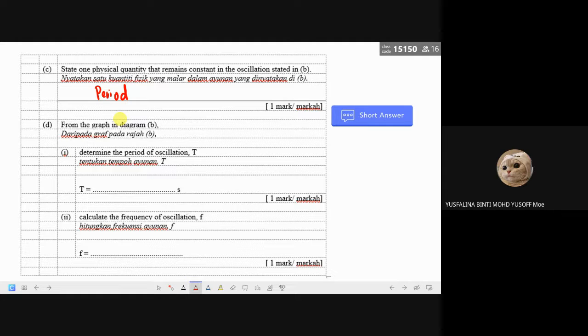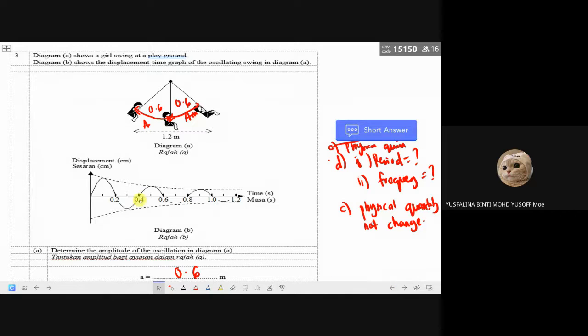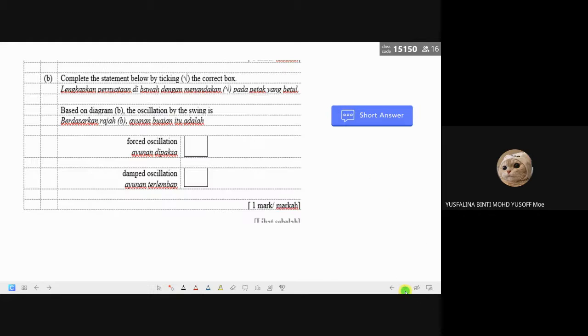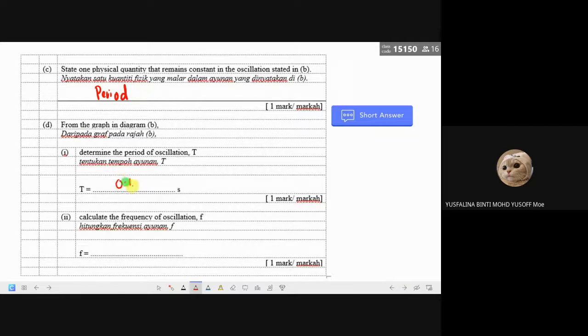Period. So determine the period of the oscillation. So the period is actually two semicircles. So from here, two semicircles, right? So 0.4. Okay, 0.4. So the answer is 0.4 second. Alright, so what is the frequency? Frequency is f equals 1 over T. So 1 over 0.4, you will get 2.5, I think. 2.5 hertz. Okay, so the unit is hertz.